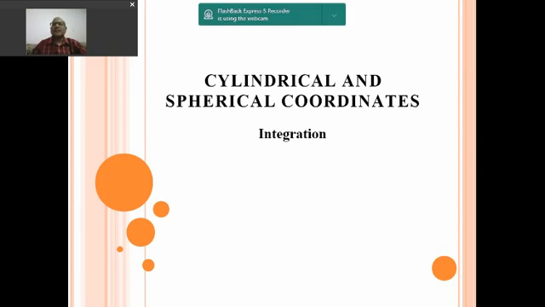Hello students. Till date we have learned about vectors. Now we'll discuss coordinate systems. One coordinate system you already know, the Cartesian coordinate system, and in that you have already done a lot of work. But today our discussion will be on cylindrical and spherical coordinates. I think this is the first time you will be facing this topic.